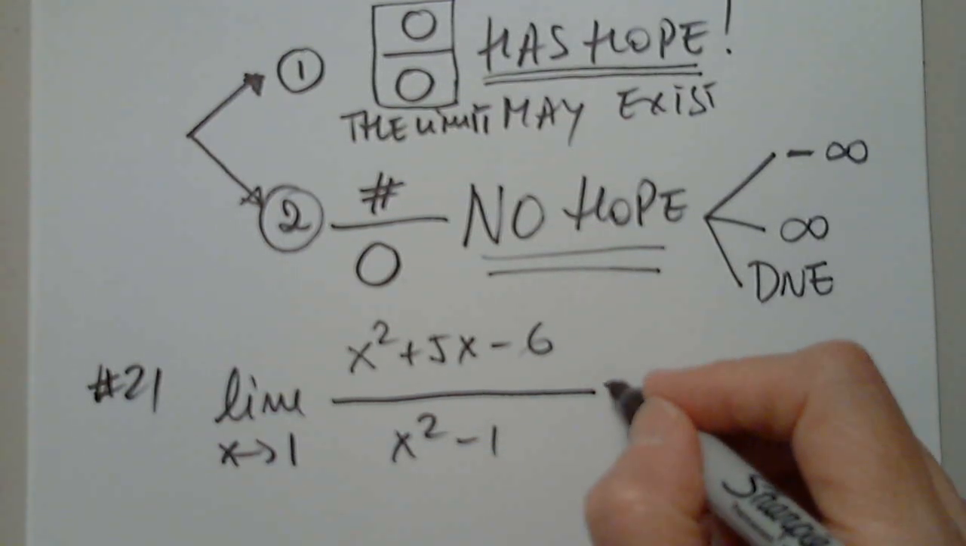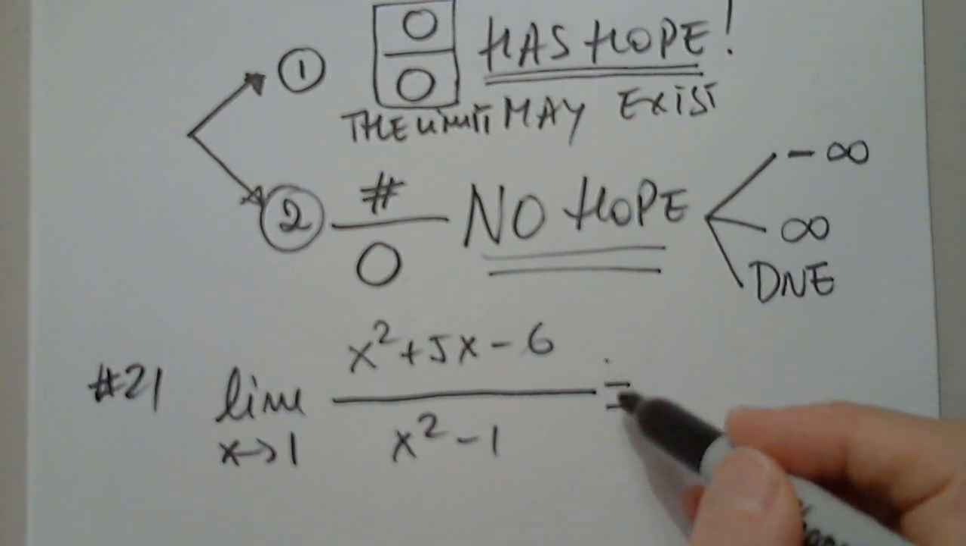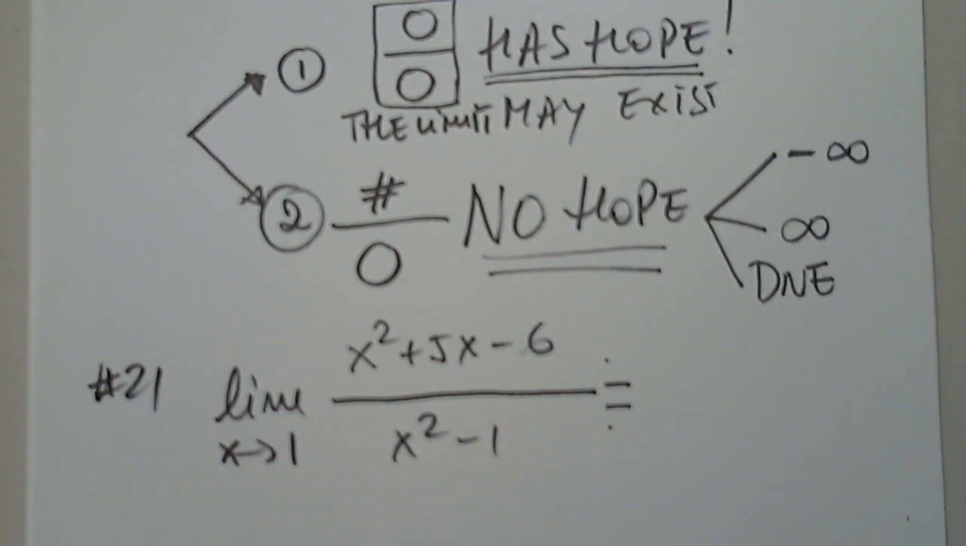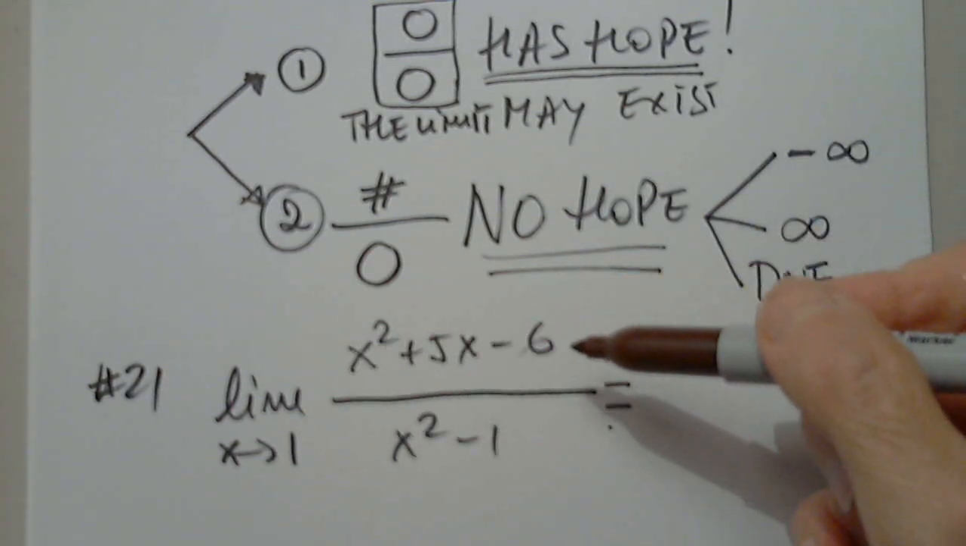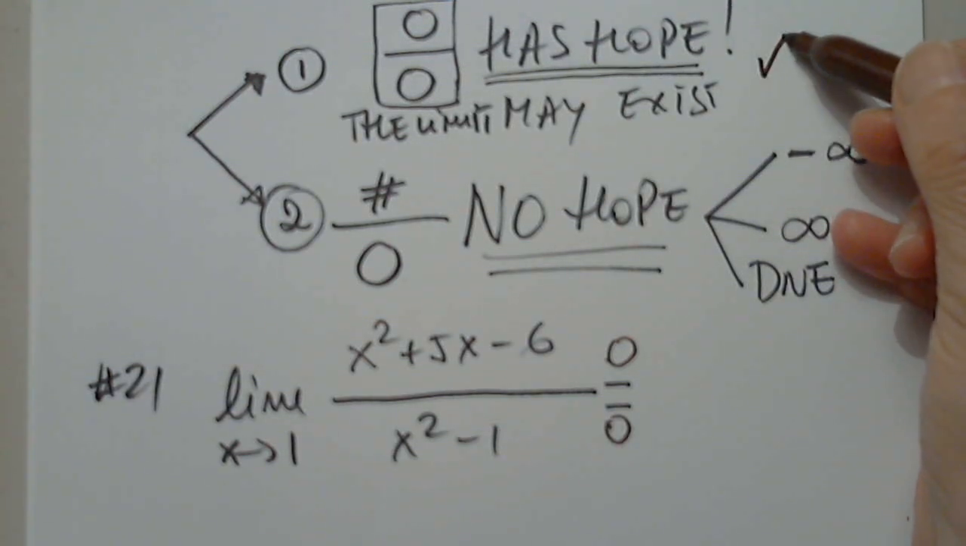We always have to plug it in to see the situation. Can you plug in 1 and give me the intermediate result? This is not the final answer, but the intermediate situation. Can anyone tell us what are these numbers? Zero over 0. Okay, so 6 minus 6, 1 minus 1. So it's this situation.